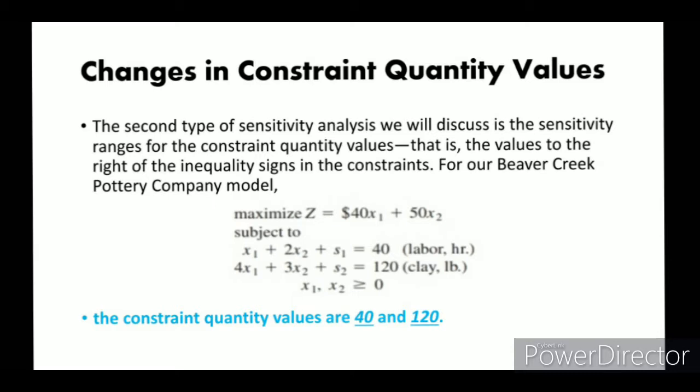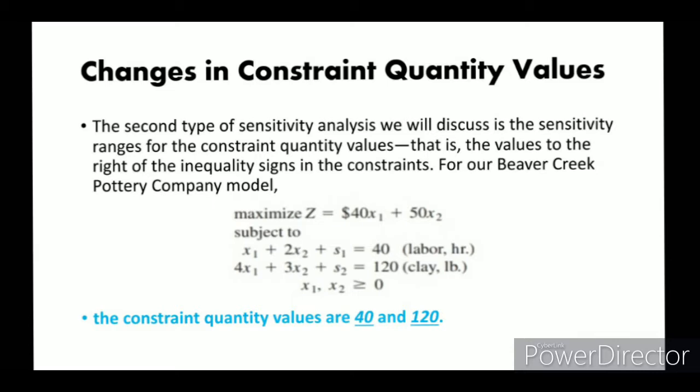For our Beaver Creek Pottery Company model, maximize Z = $40 x sub 1 + 50 x sub 2, subject to x sub 1 + 2 x sub 2 + s sub 1 = 40, x sub 1 + 3 x sub 2 + s sub 2 = 120, x sub 1 and x sub 2 are greater than or equal to 0. The constraint quantity values are 40 and 120.